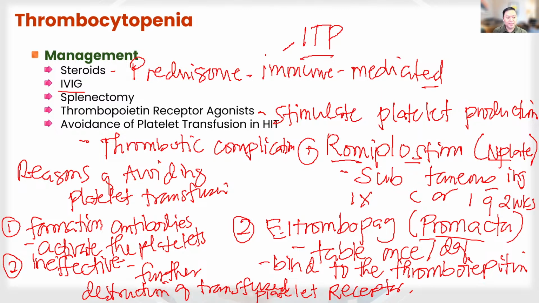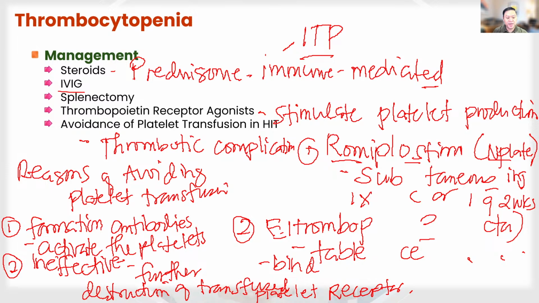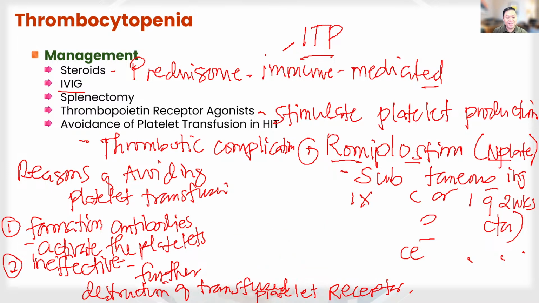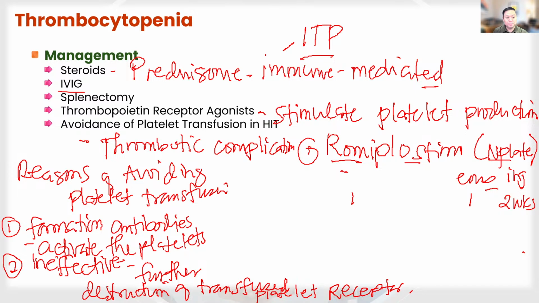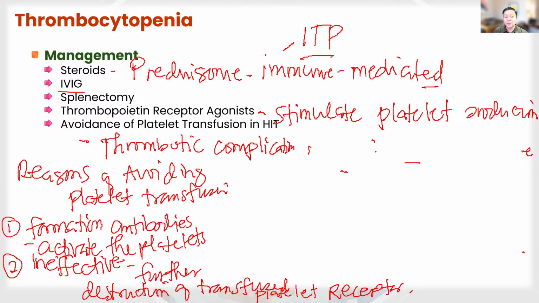Let me erase this. There's just so much writing here. And again, like I've said earlier, with the activation of the platelets from the antibodies, this can lead into what? Thrombotic episodes. So if we add more platelets into the body because we are thinking, hey, maybe this would help stop the bleeding, again, no. The more platelets we add into their system, the more the antibodies will further destroy the transfused blood product, the platelets, and also the endogenous platelets. So we are not going to do that, okay?